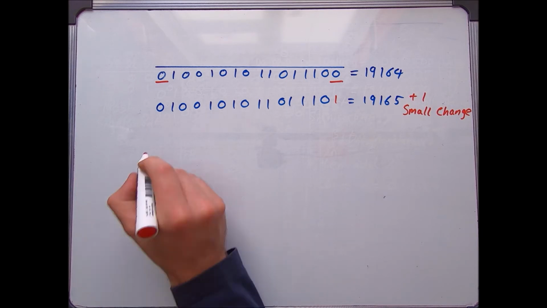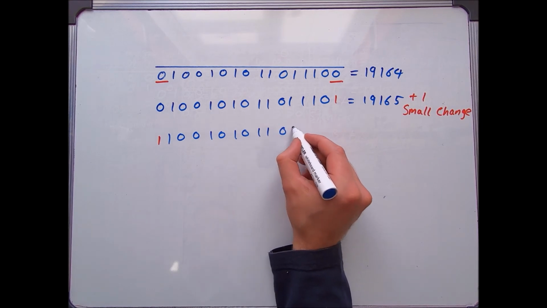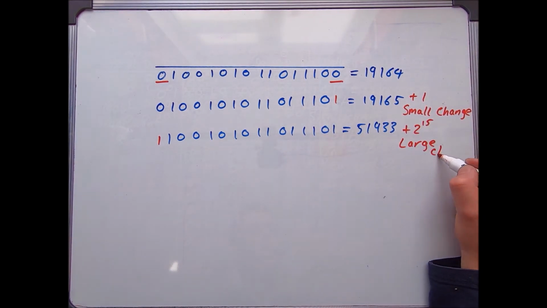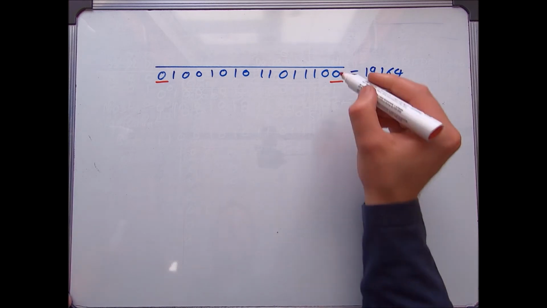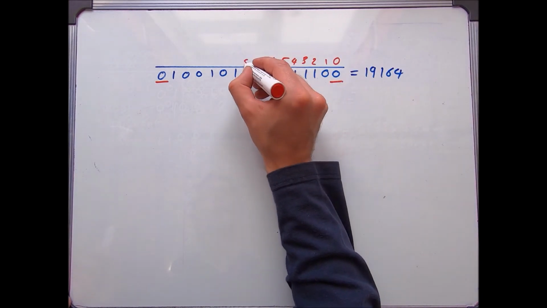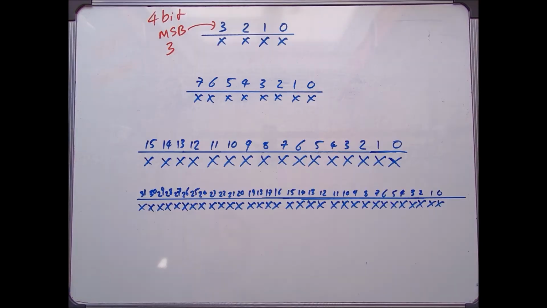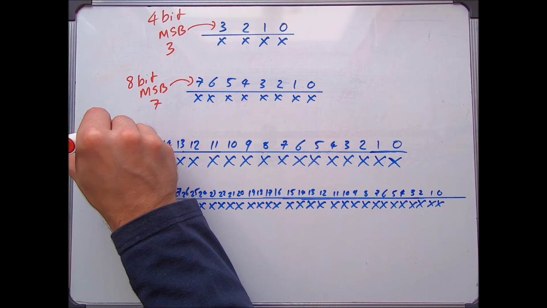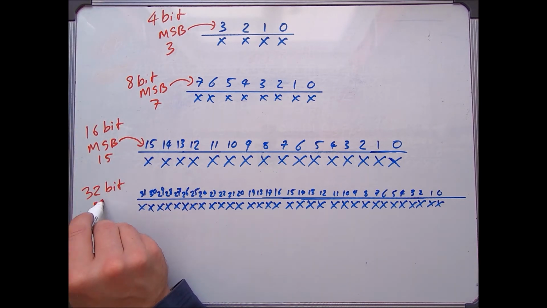If I now set the most significant bit, the value increases by 2 to the power 15, to 51,933, which is a much larger or more significant amount. Each bit is numbered, starting with the least significant bit as bit 0, and the most significant bit is set by the length of the word. For an 8-bit word, the most significant bit is 7. For a 16-bit word, the most significant bit is 15. For a 32-bit word, the most significant bit is 31.